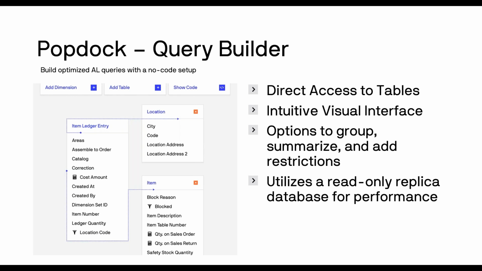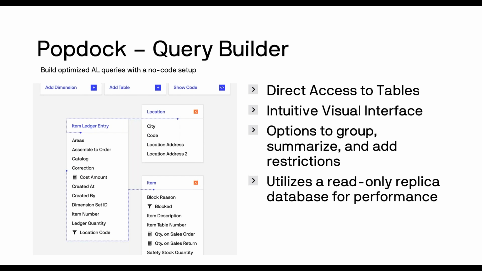As you can see from the slide, it allows you to build optimized AL queries with a no-code setup. One of the big benefits to our Query Builder is that you get direct access to all the tables. That not only includes any of the standard tables within Business Central, but any custom extensions that you might have, as well as ISV products. They're all available for our Query Builder to access and allow you to generate new queries of that data.